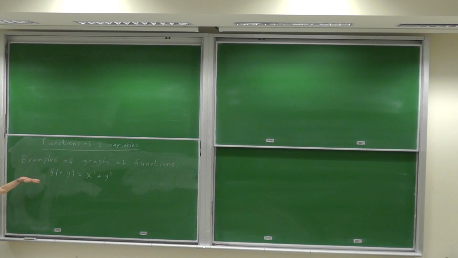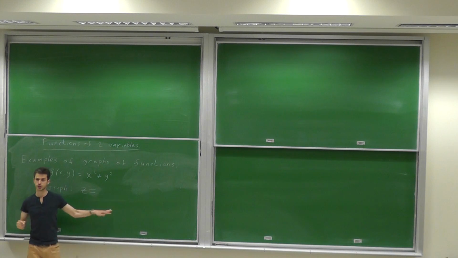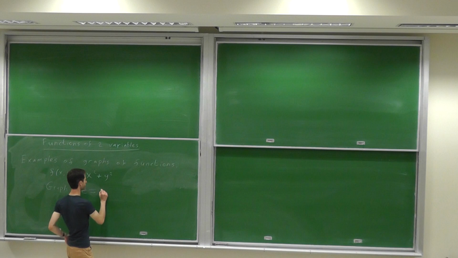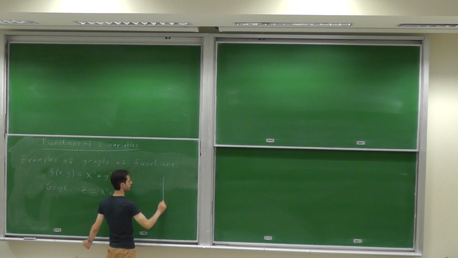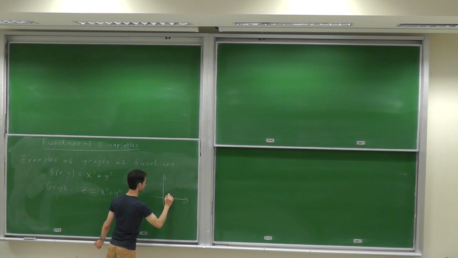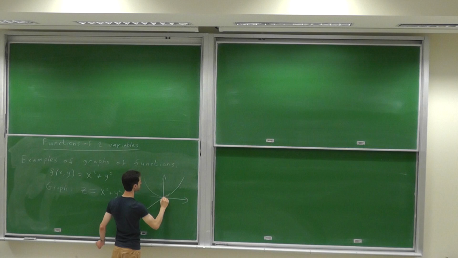So here's my function x squared plus y squared. What is the graph? Well, it's a surface where for each point x, y, the z coordinate is equal to x squared plus y squared. And we've seen last time that the shape of the graph is a paraboloid like this.